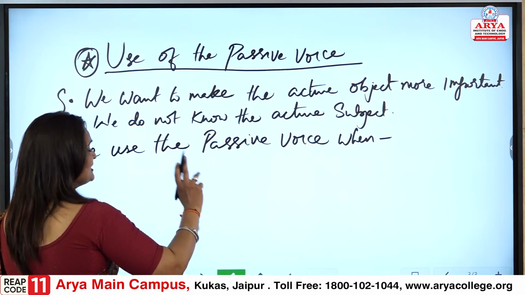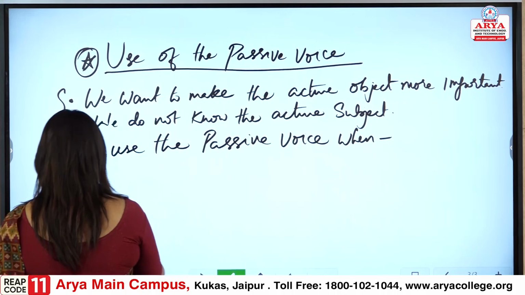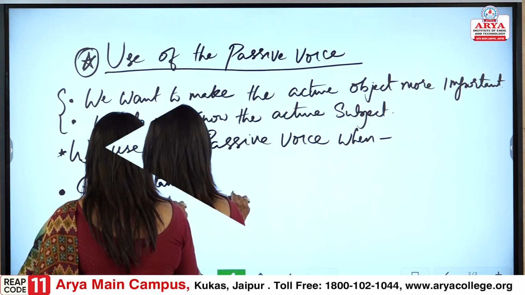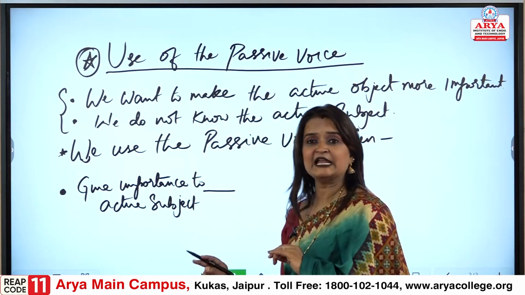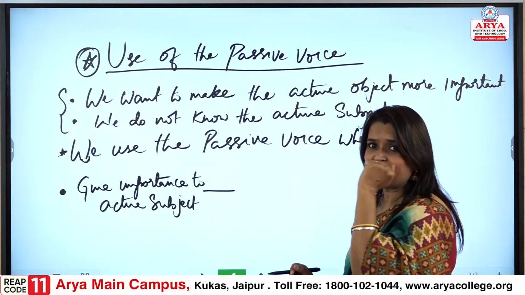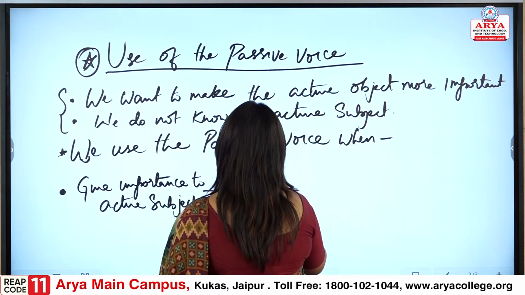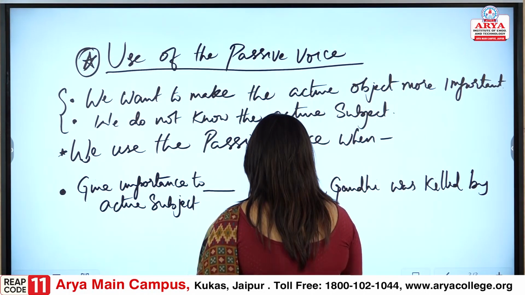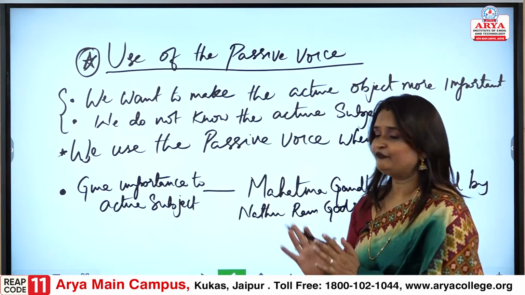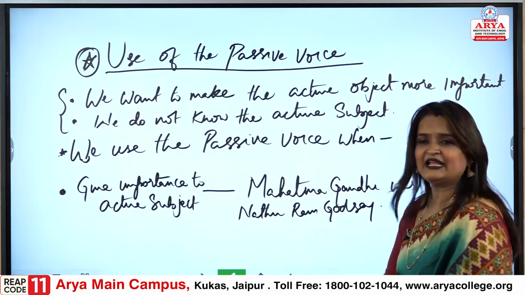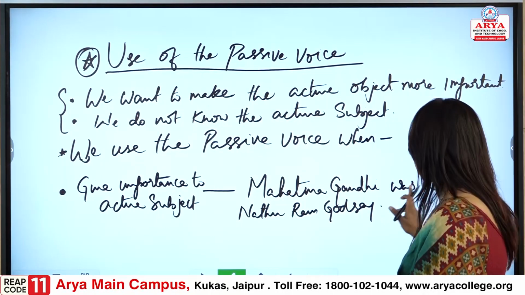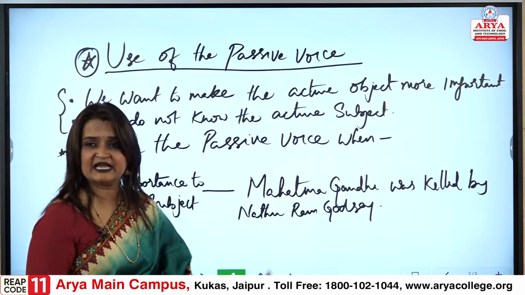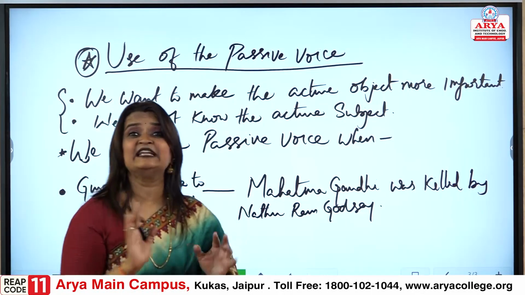Now, we use passive voice when, fine, we want to give importance to the active subject. That is the first point we are understanding. Let me take an example of a sentence. Mahatma Gandhi was killed by Nathuram Godse. This is the sentence that we have taken for the example.